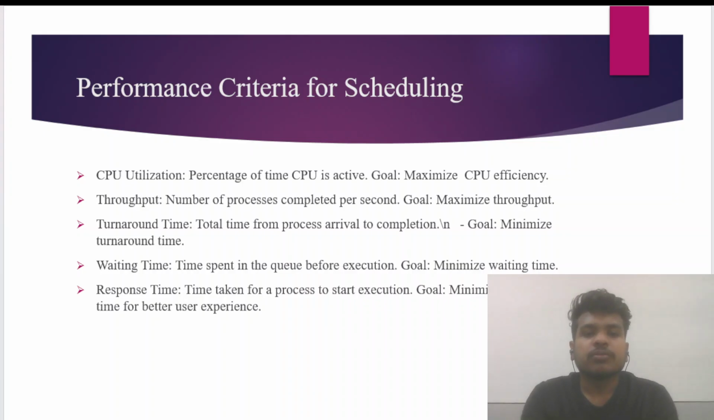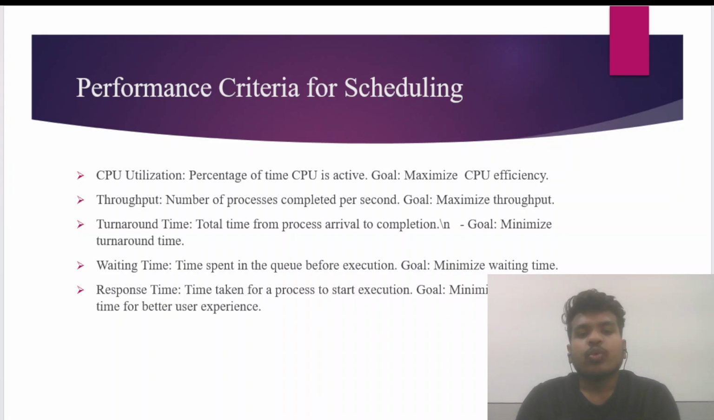Then we have throughput. It means processes per second. The number of processes completed per unit time is called throughput. Higher throughput equals better system performance. We always need better throughput if our system is going to be better and better. A system that processes 50 tasks per second has better throughput than one that processes 30 tasks per second. Obviously, if someone is capable of doing 50 tasks in just a second, it is better and more performance oriented than one that can complete only 30 tasks per second. The goal is to maximize the throughput.